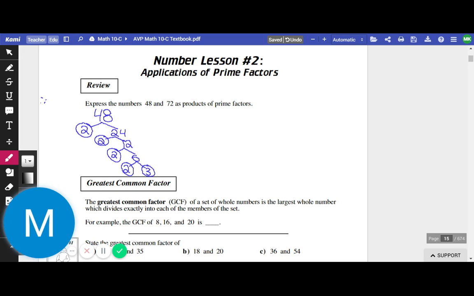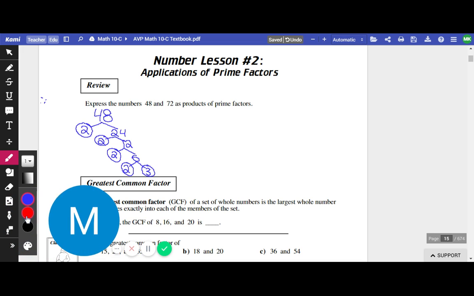The circled numbers represent 48 as a product of primes. So looking at this, I have 1, 2, 3, 4 2s. So that'd be 2 to the power of 4, times 3. This is a product of primes: 2 to the power of 4 times 3.